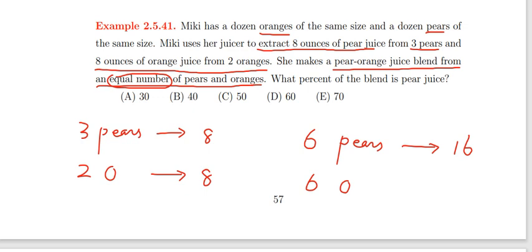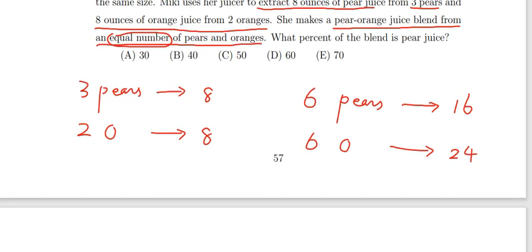So it's juice. And from 6 oranges she can make 24, right? 3 multiplied by 8, yeah, 24. Okay, so put it together, she can make a total of 40, right? So the percentage for pear is 16 over 40. So you can easily convert it to a percentage.